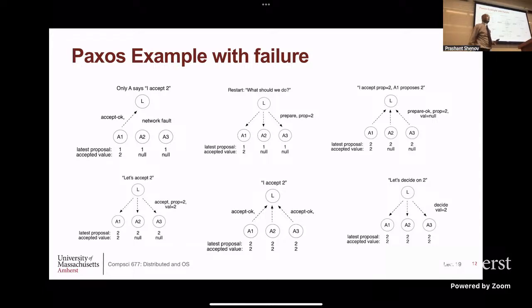Those 9 select their own leaders. Now you have 2 leaders in the network, right? There's a leader in a minority partition and a leader in the majority partition. Now, by definition, the leader in the minority partition cannot make progress because it's not getting responses from the majority, but the other leader is making progress.